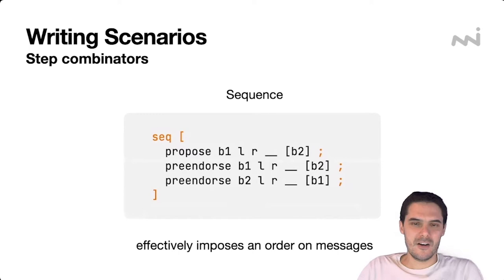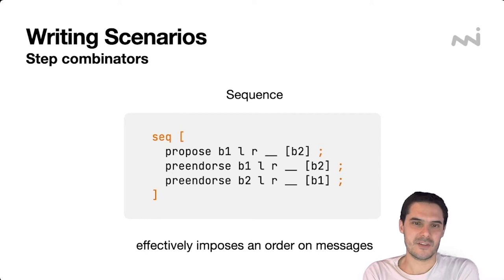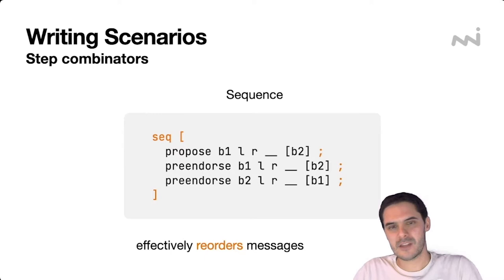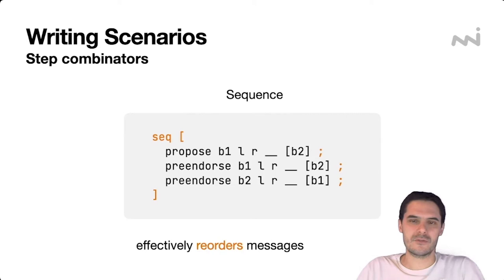And this is how we write the sequence. So it's written with a function, seq, and a list whose elements are steps. So in this case, we have a sequence of a proposal from B1 to B2, of a pre-endorsement at the same level and round from B1 to B2, and a pre-endorsement from basically the same block from B2 to B1. So this sequence effectively imposes an order of messages, but more than that, it effectively reorders messages, because there's nothing that prevents Mitten from, say, receiving the pre-endorsement from B2 before the one from B1. It's just that the one from B1 to B2 will be forwarded before the one from B2 to B1 by the scenario player.